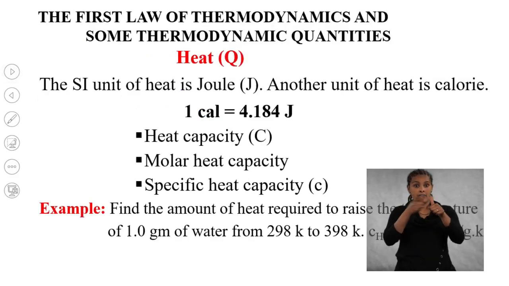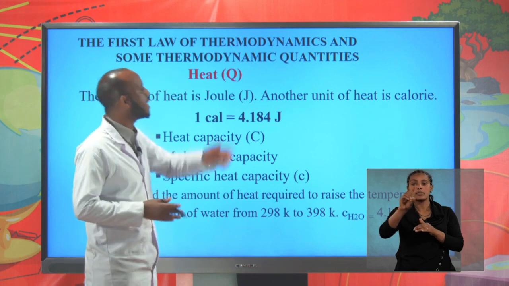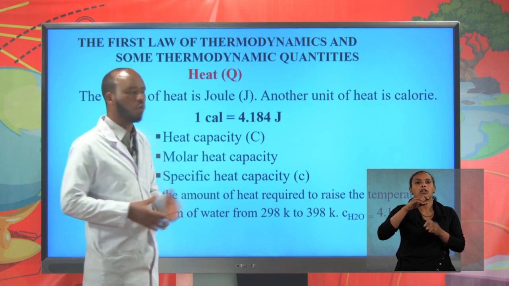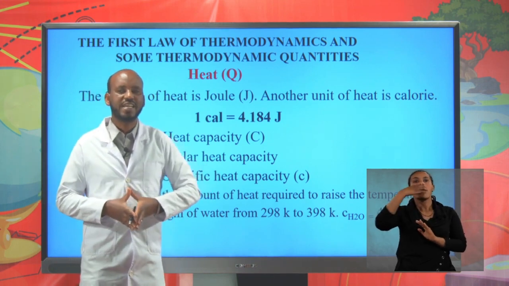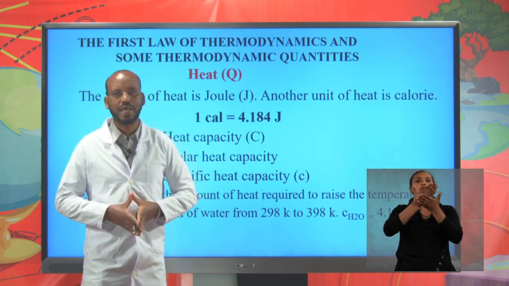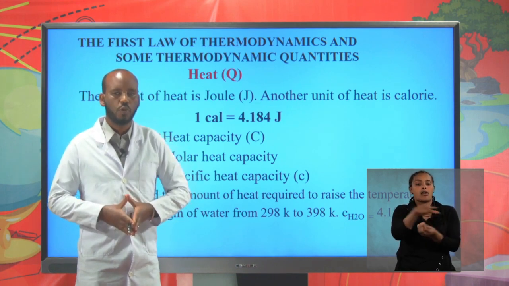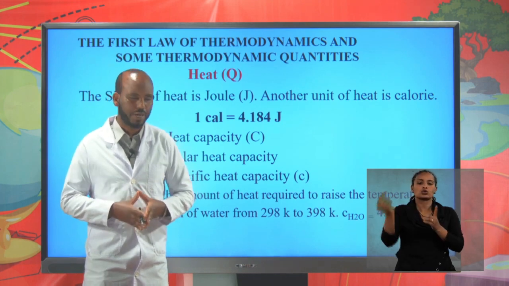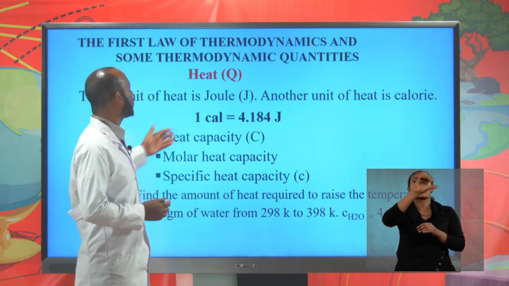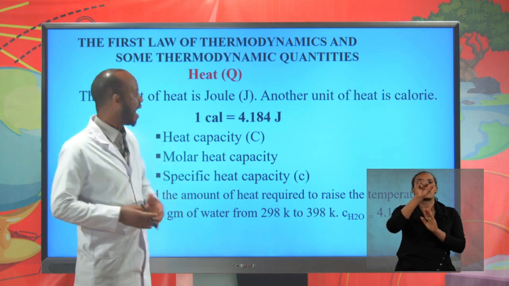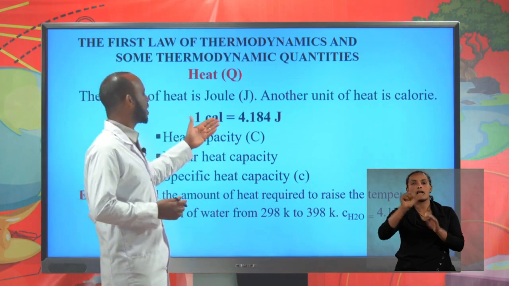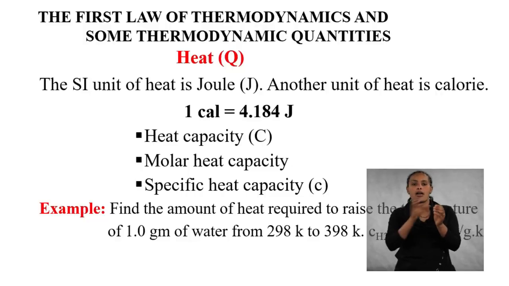The first law of thermodynamics and some thermodynamic quantities. Heat, denoted by the symbol Q. Heat is energy transfer between a system and its surrounding. We know that heat flows from a body of high temperature to a body of low temperature. The SI unit of heat is joule. Another unit of heat is calorie. This is the relation between calorie and joule: 1 calorie equals 4.184 joule.